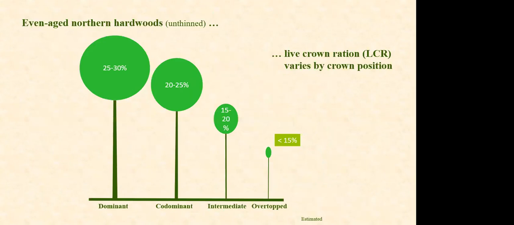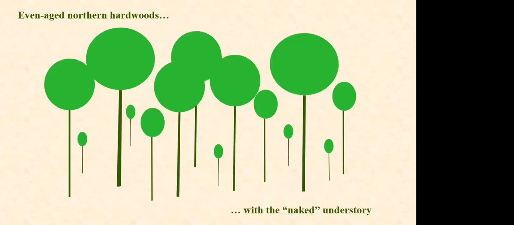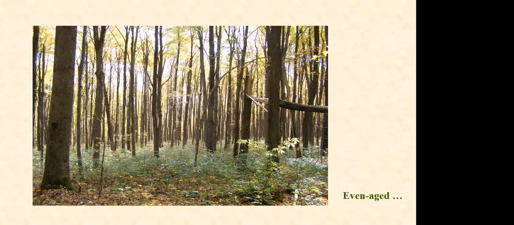Now notice that the dominant, co-dominant, and intermediate trees don't have a great difference in height. And if you put those together into a diagram for a stand, you'd have these three crown classes at a similar height with the overtopped trees down below them. With an even age stand, the crown canopy starts close to the ground, and as the stand matures, that green leafy layer rises higher and higher above the ground, leaving the naked understory, as you see here in this northern hardwood stand with a mixture of sugar maple, white ash, and black cherry.